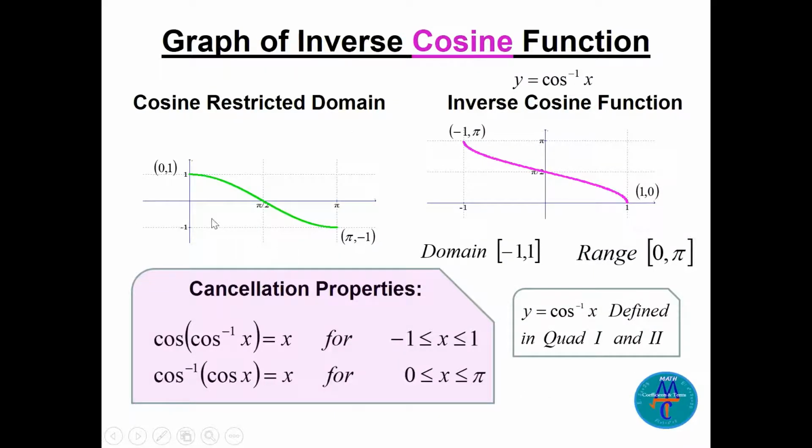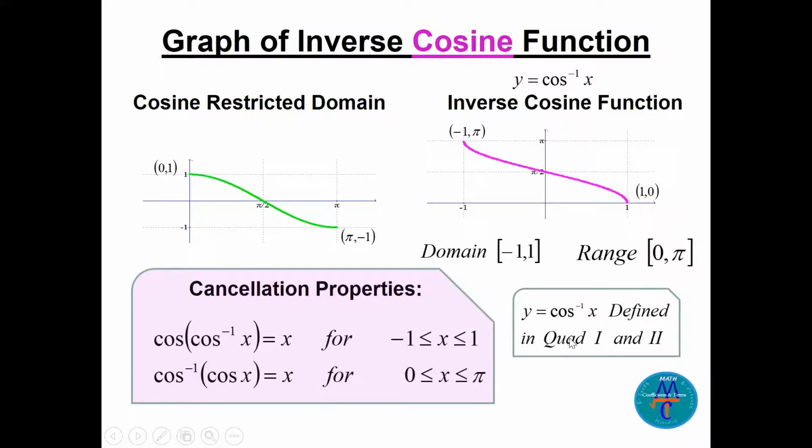So we have seen the cosine restricted domain from 0 to pi. So this is the part of the graph. If we draw the inverse, just take any point on the graph of the f and interchange it. So let's say 0, 1 becomes 1, 0. Pi, minus 1 becomes minus 1, pi. So this is the graph of the cosine inverse, and this is the graph of the cosine function with restricted domain. Remember, this is the domain of the inverse, and that's the range of the inverse.